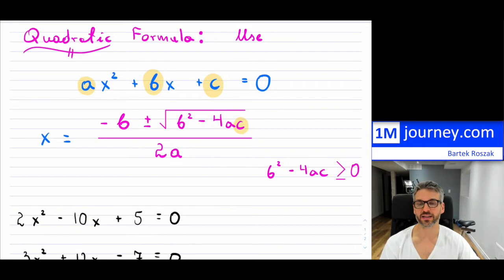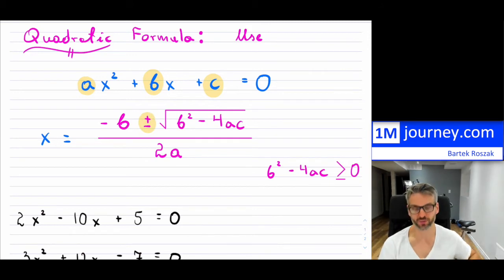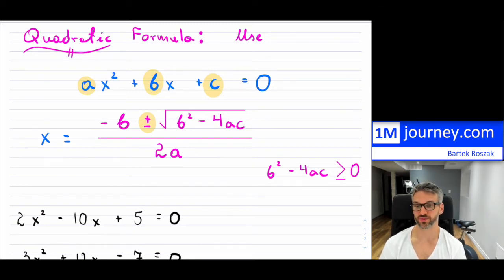Now, the key thing is, because when you solve these, you have this plus or minus. And if you remember completing the square, if you were solving by completing the square, at some point, you had to take the square root. And that's why the answer is going to be plus or minus there. So you really have two values for x that will solve this equation.